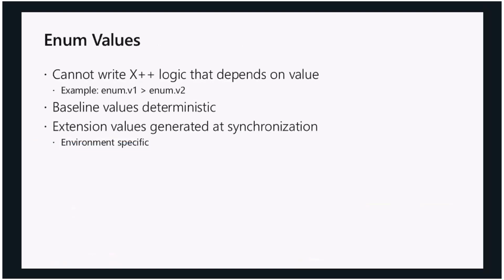So the first rule to understand with extensible Enums is that you cannot write code that directly depends on the value, such as comparing the values in a greater than or less than operator. The reason for this is while the base Enum values are deterministic and set by the system, the extension values are generated at synchronization time and thus are not guaranteed to be any specific value. Depending on other solutions that might be extending the same enumeration, the actual values are environment specific.